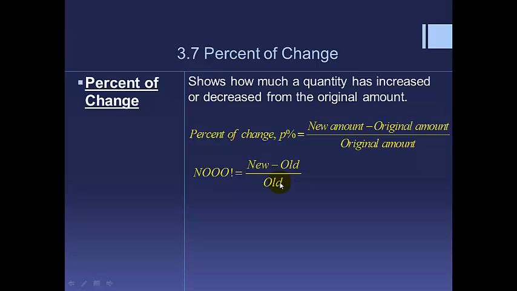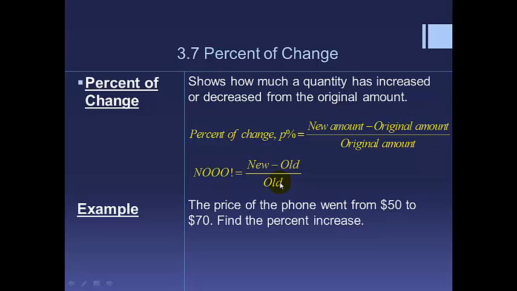And for me, a lot of times it's just easy to see an example. So here's your first example. The price of the phone went from $50 to $70. Find the percent increase. We know that the price went up. Our original price would be $50, so I'm going to put an O there for the original price, to $70. This is going to be our new price. So I'm going to use this shortcut to help me remember.